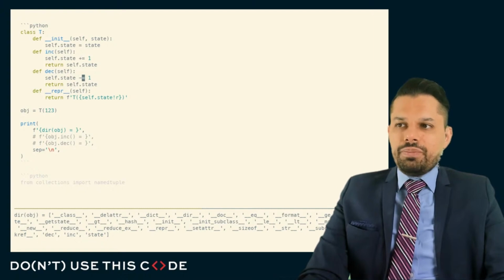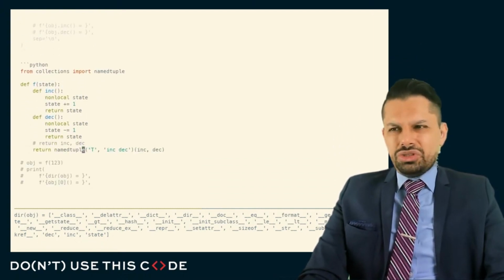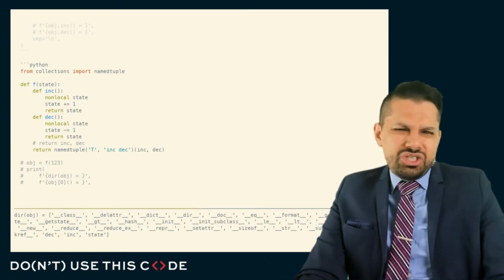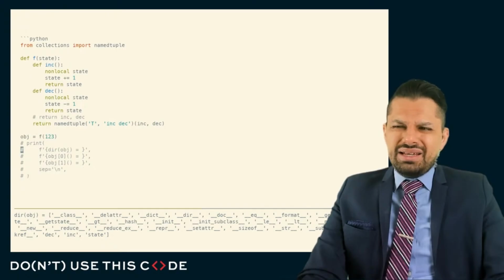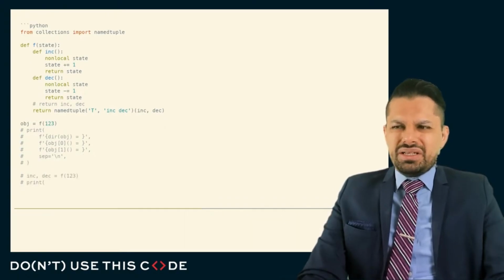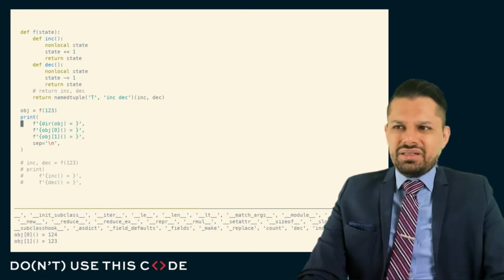Let's fix a typo here. Now, if we were to try to do the same thing with a closure, well, we can return two functions. But if we do that, this is a lot clumsier because first, the dir doesn't really tell us anything.